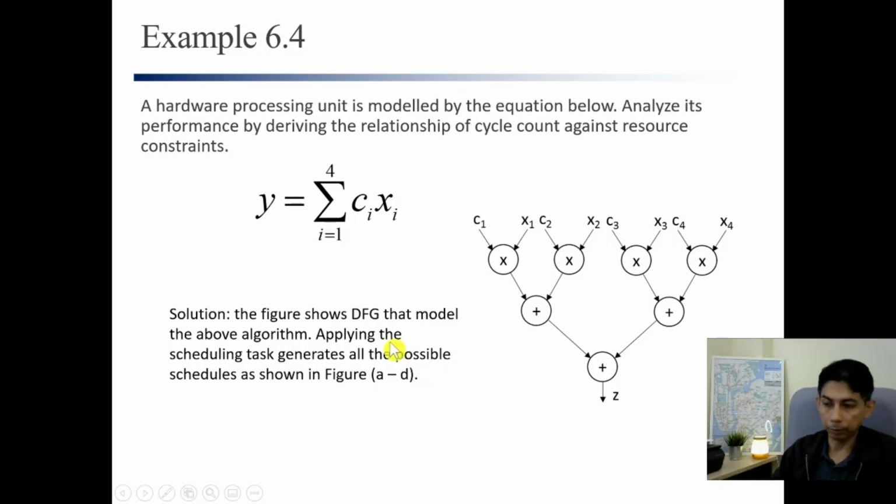All right, so let's look at this example 6.4. A hardware processing unit is modeled by the equation below. We have this equation, and we analyze its performance by deriving the relationship of cycle count against resource constraints. So we have Y is the summation of Ci Xi, where i starts from 1. That means we have C1 X1 plus C2 X2 plus C3 X3 plus C4 X4, and the sum is Y.